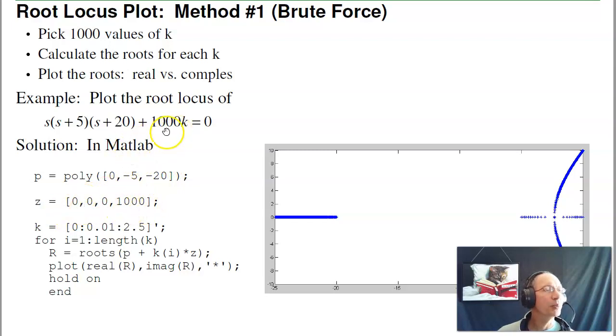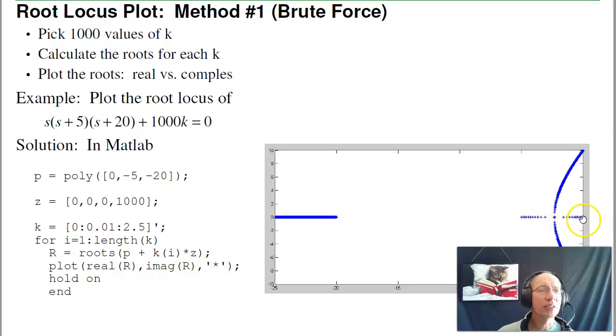The numerator, that 1000, is 0s cubed plus 0s squared plus 0s plus 1,000. Now we can add the two together: P plus k times z, find the roots of that polynomial, and then when I'm done, put a star at each point. And this is what I get.